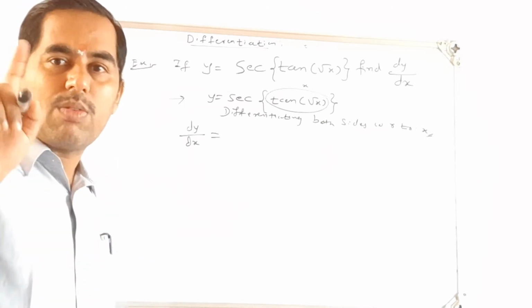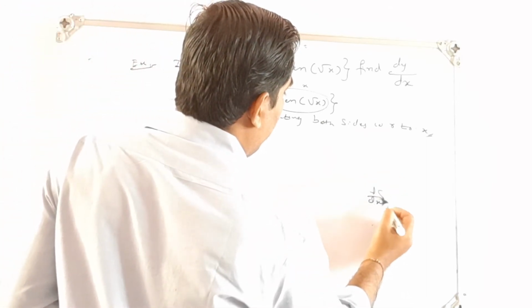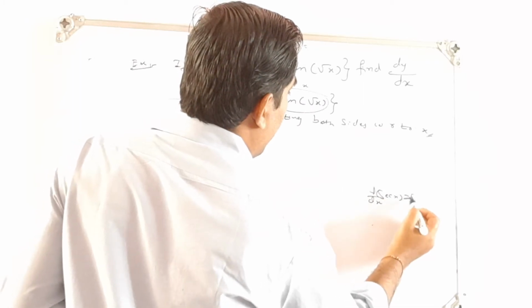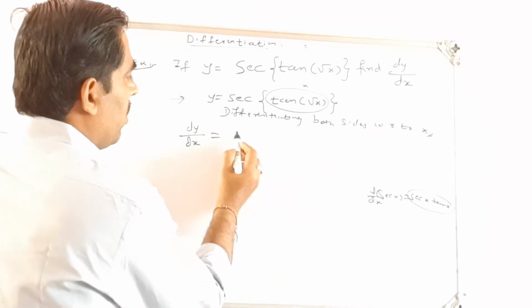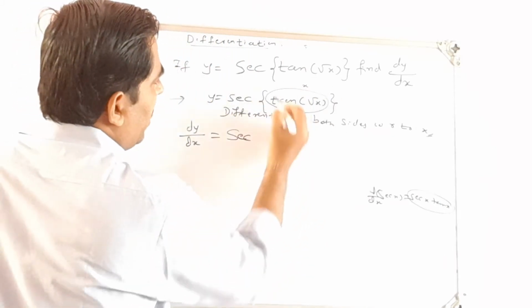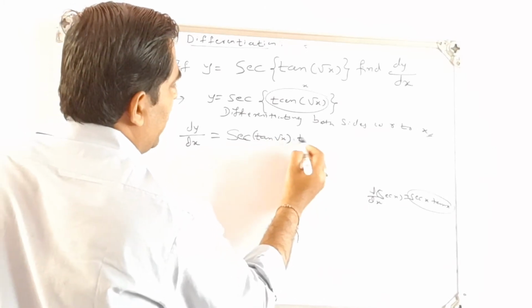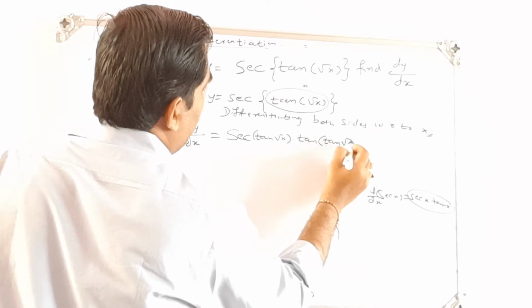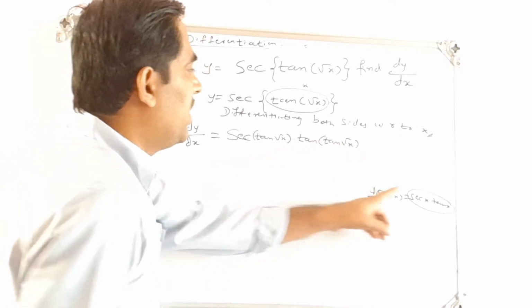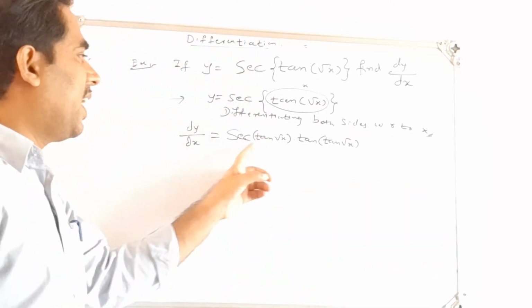Secant x, the derivative of secant x is what? The derivative of secant x is secant x into tan x. So I will write secant of tan of root x, into tan of tan of root x. So the derivative of secant x is secant x into tan x.